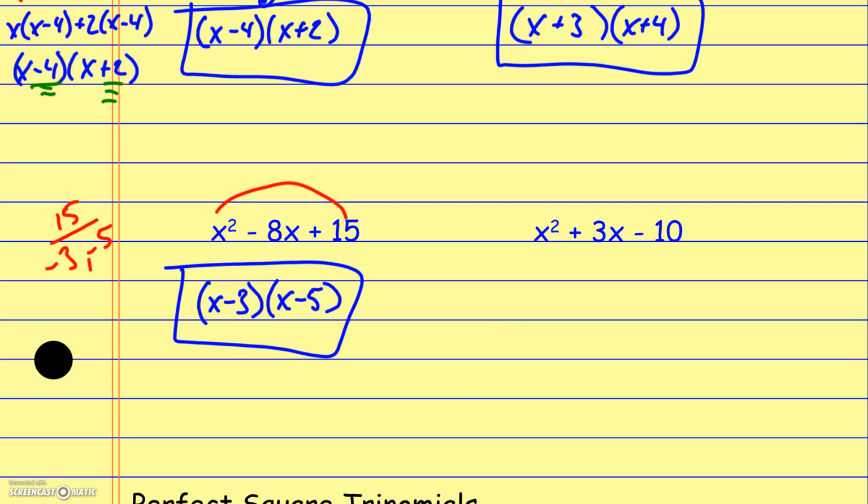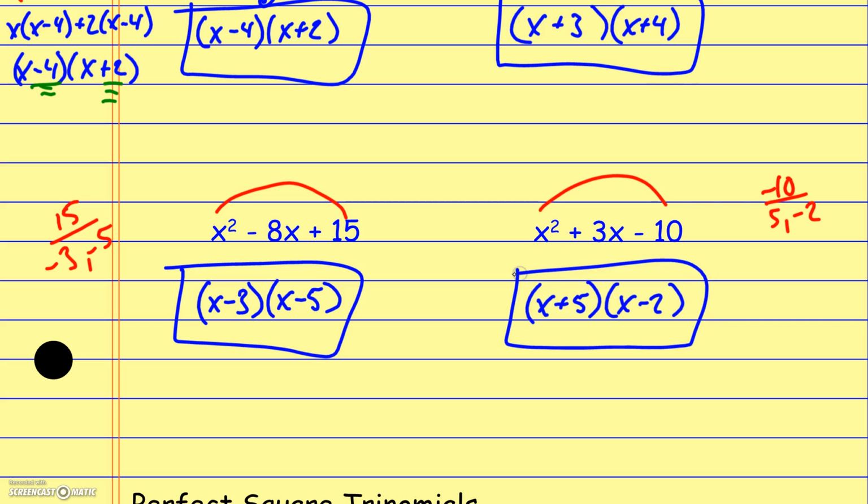All right? And same thing with this last one. Again, I'm going to build a bridge. So I build a bridge that gives me a -10. Two numbers that multiply to -10 but add to a +3 are going to be a +5 and a -2. And again, because I have an a value of 1, I go right to my two binomials, the x plus 5 because of the +5 and the x minus 2 because of the -2. All right? That shortcut can only be used, again, when the a value is 1.